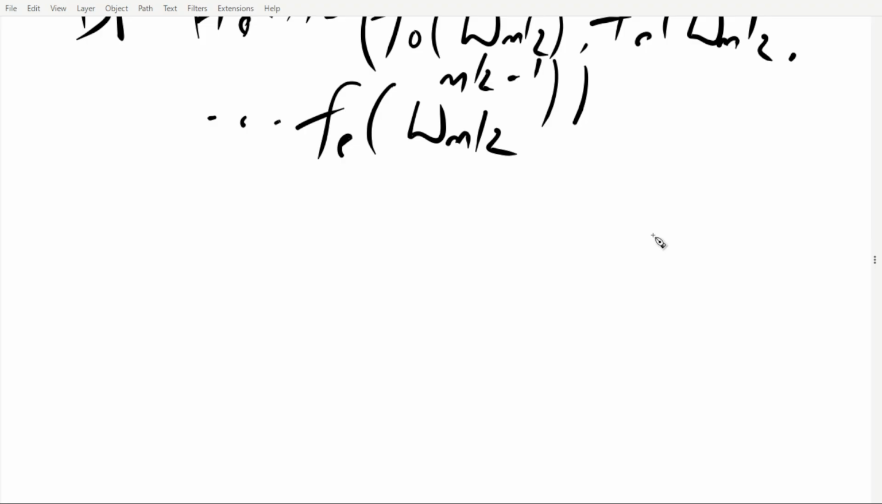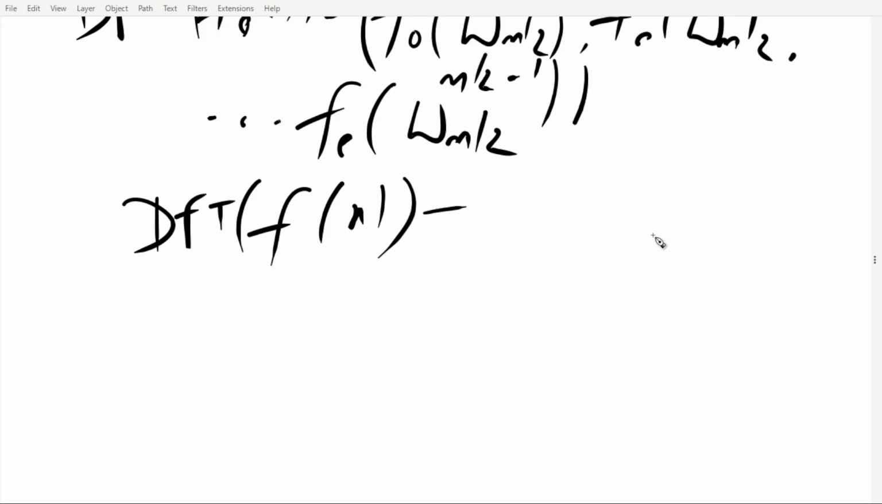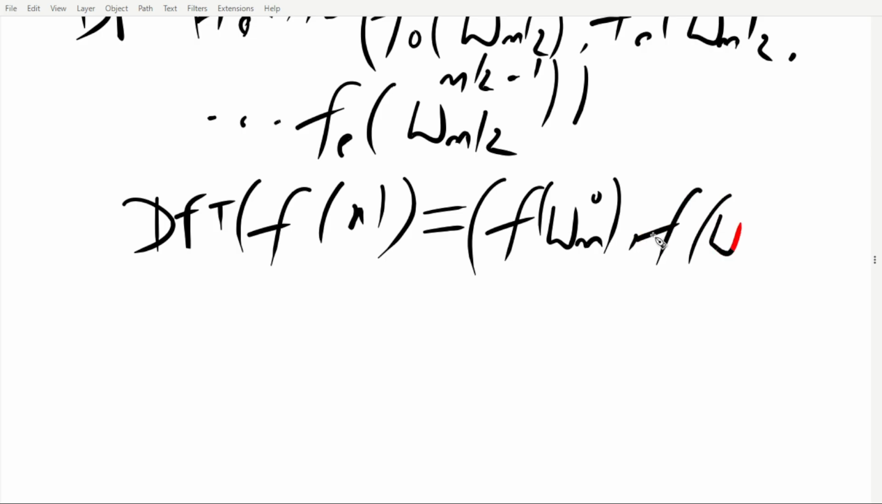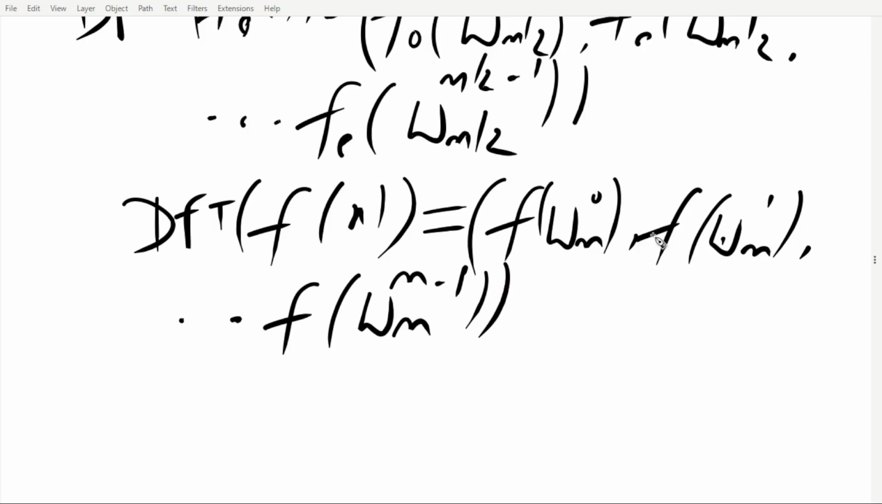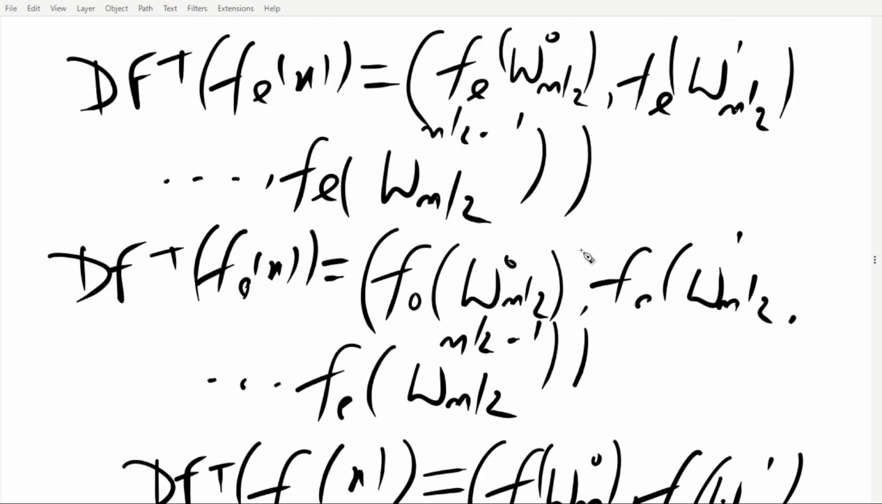Again just remember what is the value of DFT of f(x). So DFT of f(x) is a vector of length n, which is defined as f evaluated at omega n to the power 0, f evaluated at omega n to the power 1, continue up to f evaluated at omega n to the power n minus 1. So the original DFT is of length n. The smaller DFTs are of length n by 2. And how do we combine them?